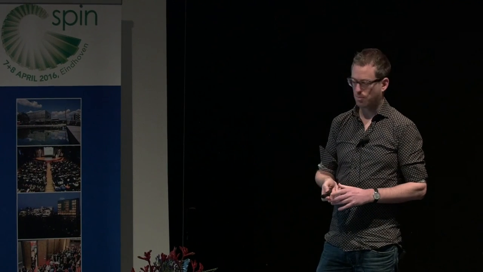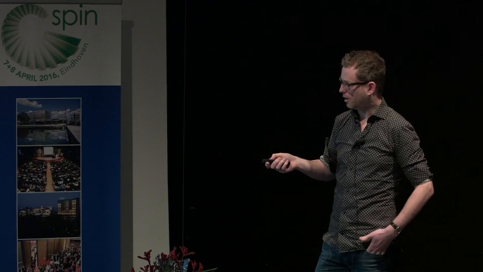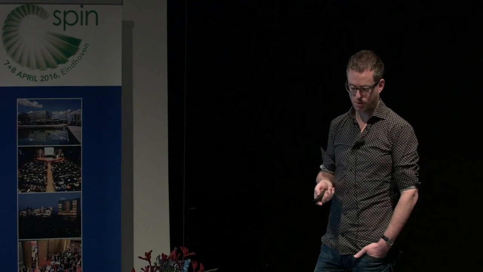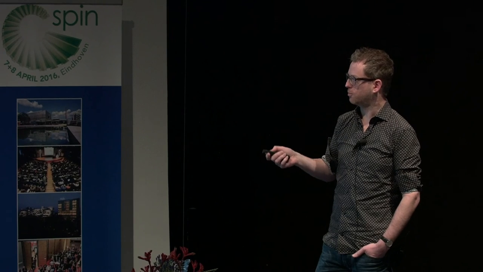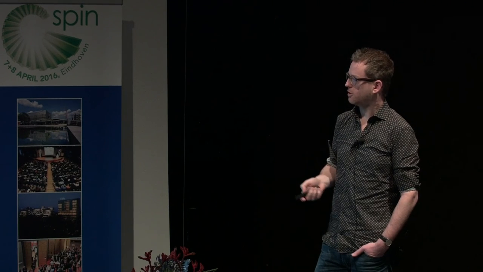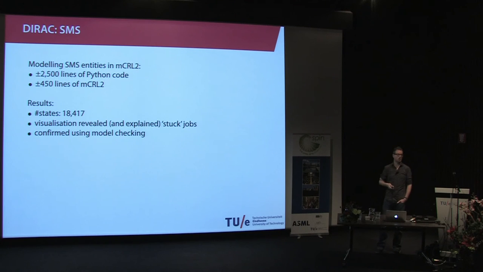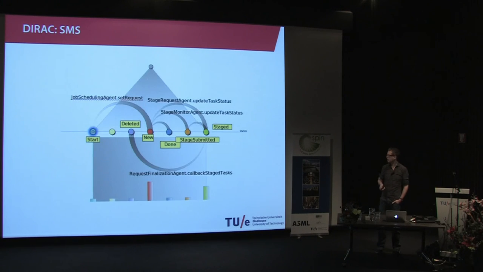So we used some model checking to analyze this particular protocol, but actually it wasn't really needed for this subsystem, because visualization already revealed and explained why certain jobs, for instance, got stuck. For that we used a tool called Diagraphica, which allows you to project onto certain state properties.